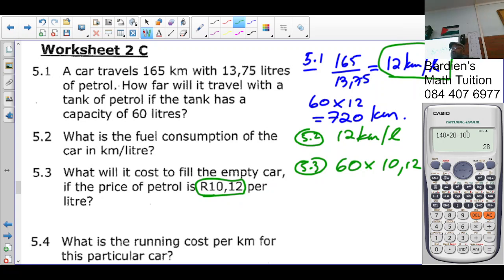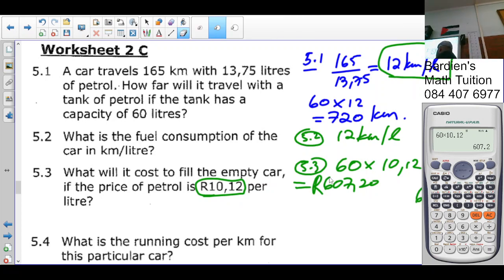How much is a liter of petrol now? There we go. This is a couple of years ago, no? So this gives us an answer of 60 multiplied by 10 rand 12 cents. 607 rand. Not 2 cents, 20 cents. If it was 2 cents, it would have been 607.02. That was 2 cents. Okay. Why? Because how many cents in the rand? 100 cents. Okay.